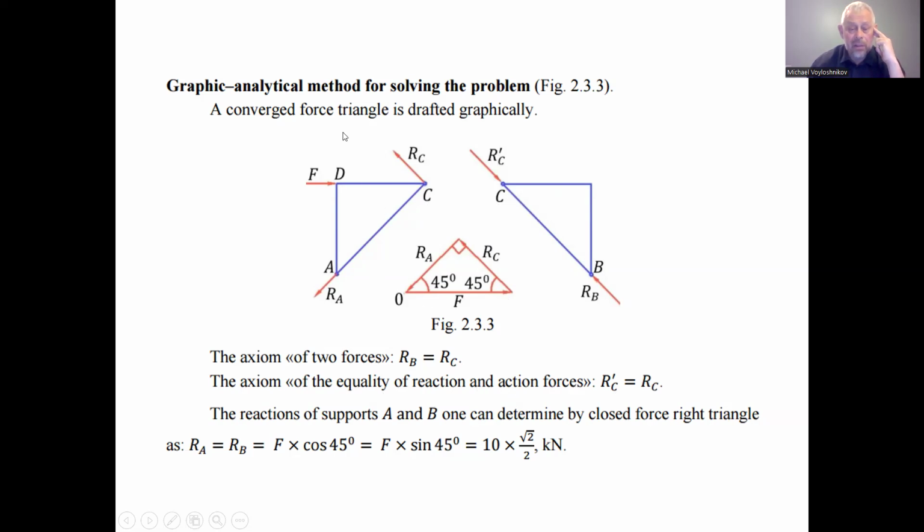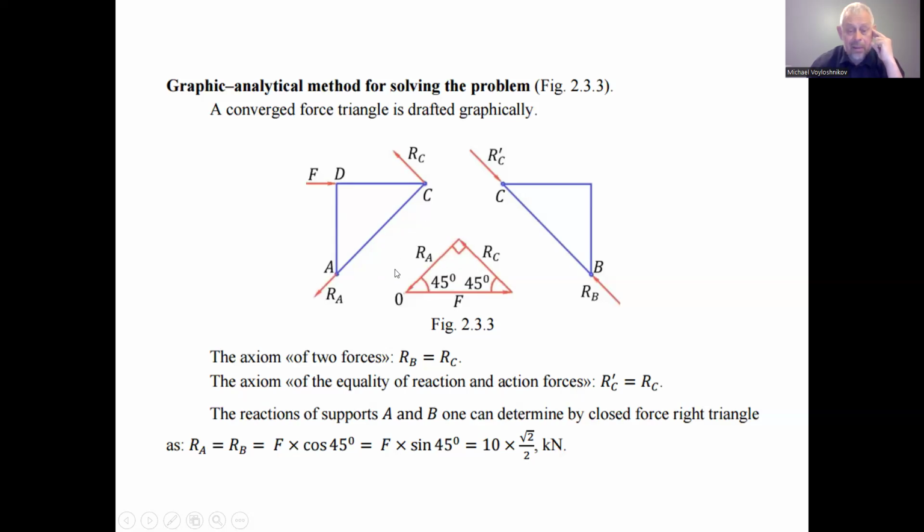we can draw the convergent force triangle. It generally could be a polygon, but we have three forces, so it would be a triangle. So the force F we can put as the hypotenuse of the polygon. The angles of these half arches are each 45 degrees. So the legs of this right-angle triangle are RC and RA.